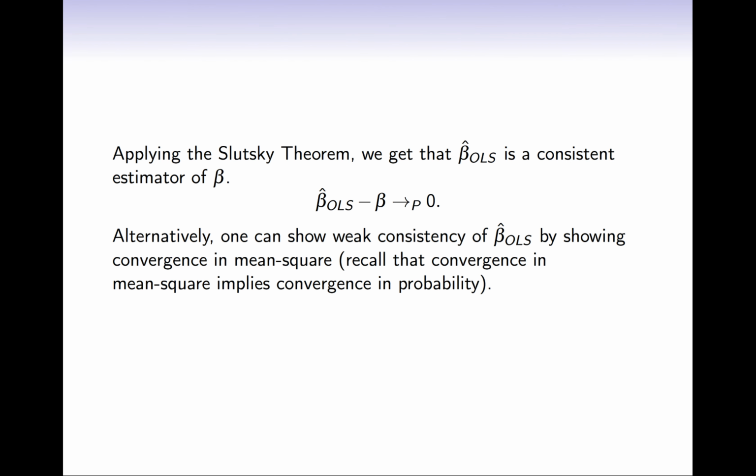We apply Slutsky's theorem next, actually, in showing the distribution. There's another way you can show consistency of beta hat OLS, and that is by showing convergence in mean square. I think that might be a problem at the end of the chapter. Remember, mean square convergence implies convergence in probability. So you could do it either way.